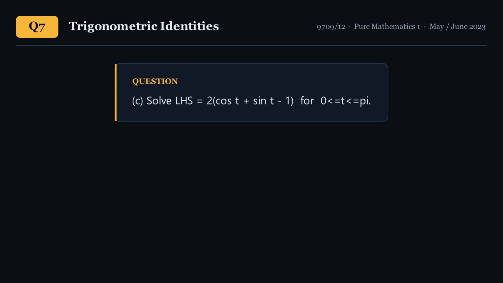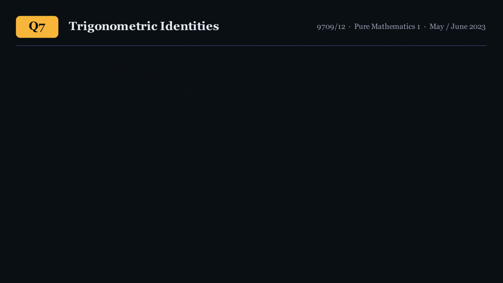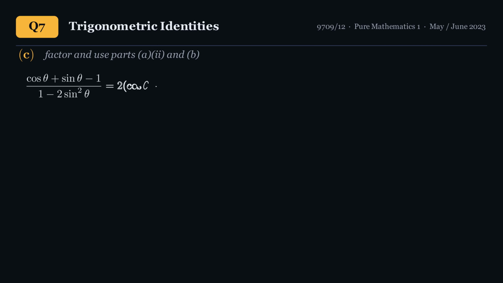Part C. Solve the left side from Part B equals 2 times cosine t plus sine t minus 1, for t between 0 and pi. Now let's work through the solution step by step. Substitute the identity from Part B, then factor. Replace the left side using Part B. Factor out cosine t plus sine t minus 1.